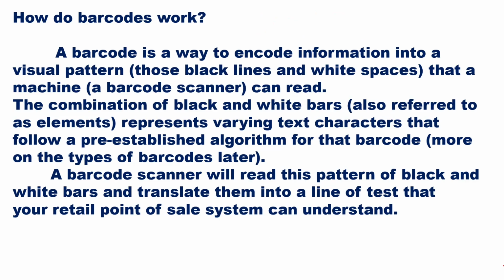Then how does a barcode work? A barcode is a way to encode information into a visual pattern, those black lines and white spaces that a machine or a barcode scanner can read. The combination of black and white bars, which are also referred to as elements, represents varying text characters that follow a pre-established algorithm for that barcode. More on the types of barcode later. A barcode scanner will read this pattern of black and white bars and translate them into a line of text that your retail point of sale system can understand.